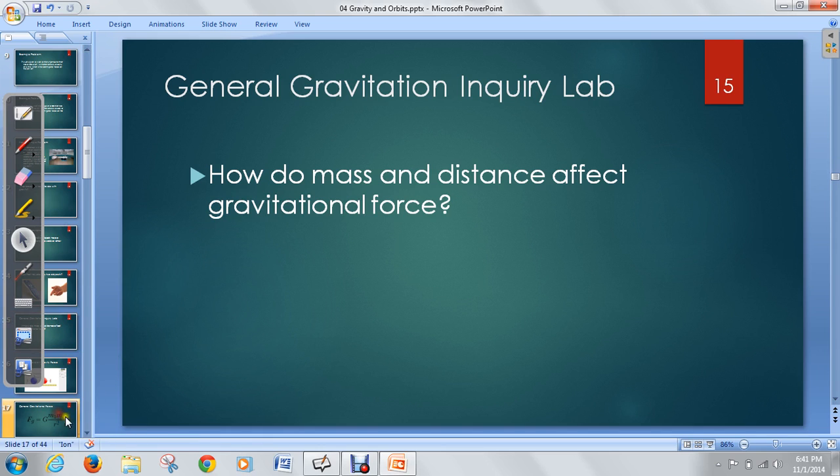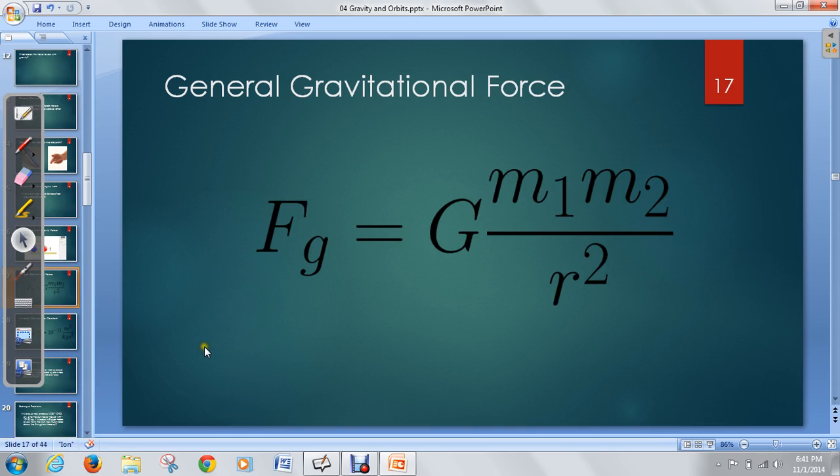And so we can write this idea in this equation. This is the general gravitational force equation for any two objects. The gravitational force is equal to big G, which is just a constant, we'll talk about that in a second, big G times the mass of object 1 times the mass of object 2 over the distance between them, or the radius between them, squared.